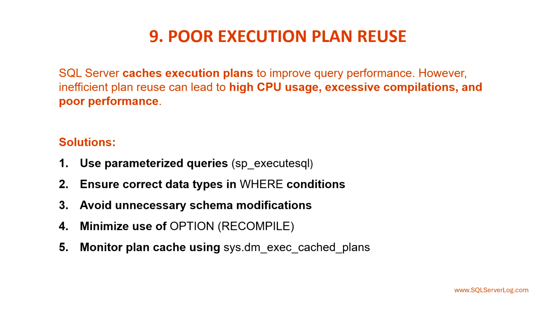Poor execution plan reuse. Earlier we have seen execution plans. This is about execution plan reuse. SQL Server caches execution plans to improve query performance. However, inefficient plan reuse can lead to high CPU usage, excessive compilations, and poor performance. Solutions are: use parameterized queries, that is sp_executesql, ensure correct data types in WHERE conditions, avoid unnecessary schema modifications, minimize use of OPTION (RECOMPILE), monitor plan cache using sys.dm_exec_cached_plans. So this was about execution plan reuse.